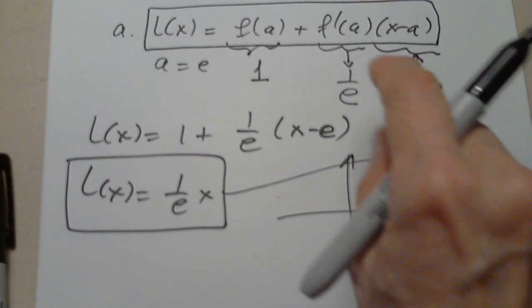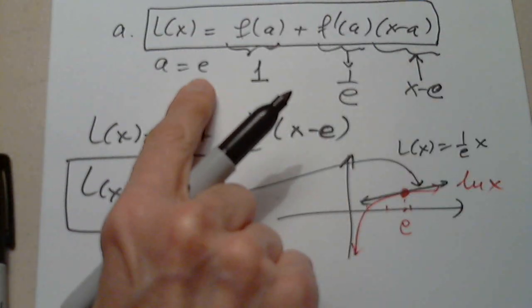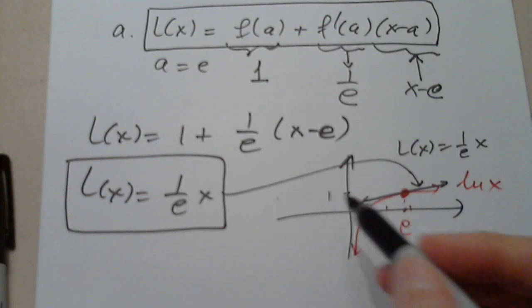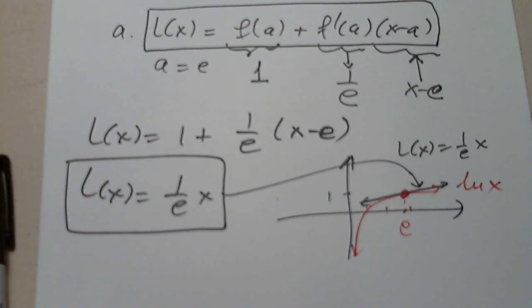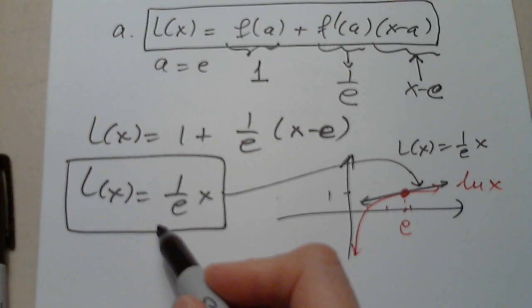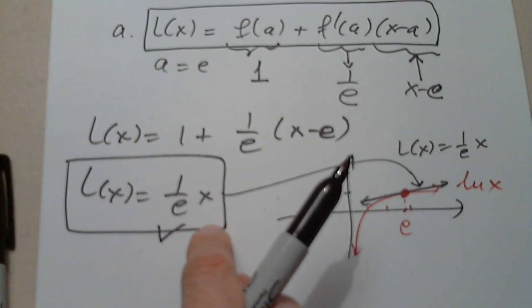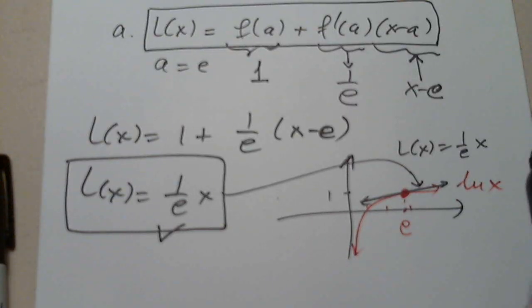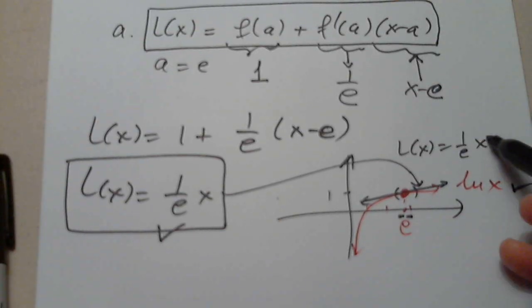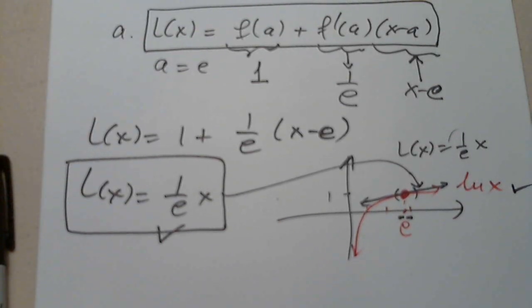I graphed the function natural log x. I showed you the point when x is e, and of course this is 1. At this point, I draw the tangent line, which has this equation. And now what I'm saying is, near this point, a little bit to the left of e and a little bit to the right of e, I don't have to use natural log x to approximate the function. I can use the line to approximate the function.